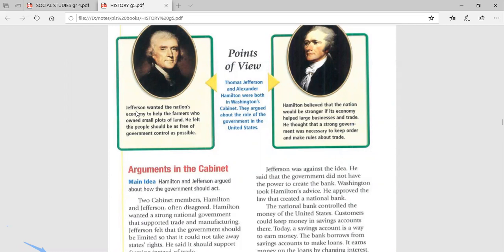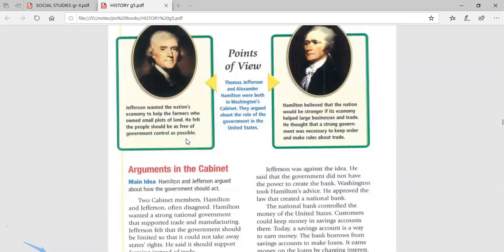Look, Jefferson wanted the nation's economy to help farmers who owned small plots of land. He felt that people should be as free of government control as possible. So his point of view is to help the farmers to get more plots of land and to be interested in farming more than industries, for example, more than trading. So he was interested in farming.